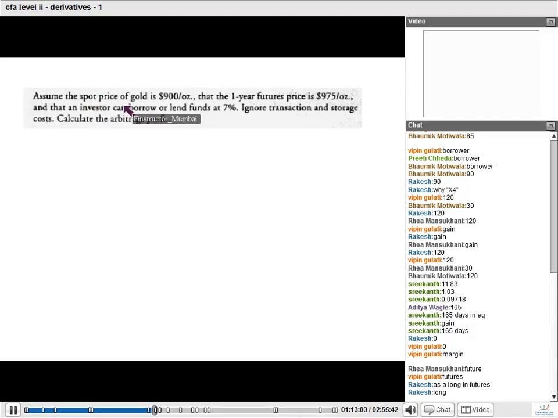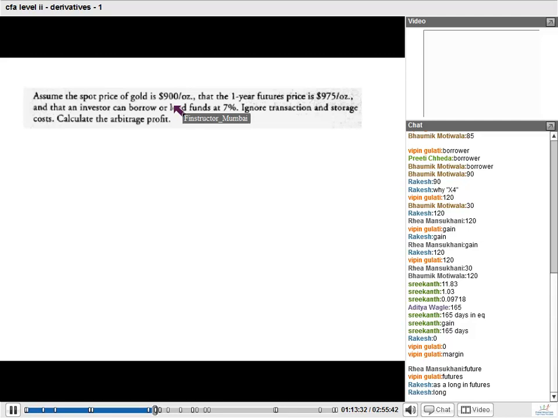Assume the spot price of gold is $900 per ounce and that the 1 year futures price is $975 per ounce and that the investor can borrow or lend funds at 7%. Ignore transaction and storage costs. Calculate the arbitrage profit.